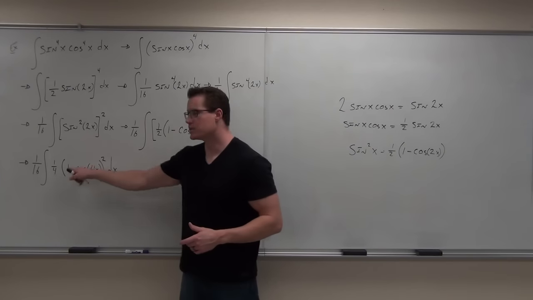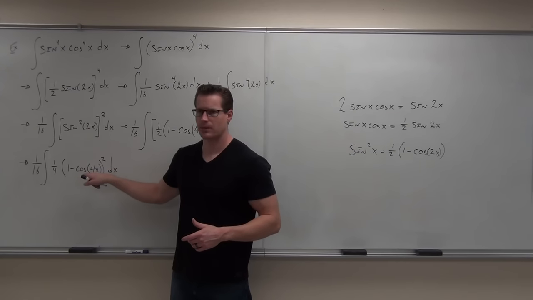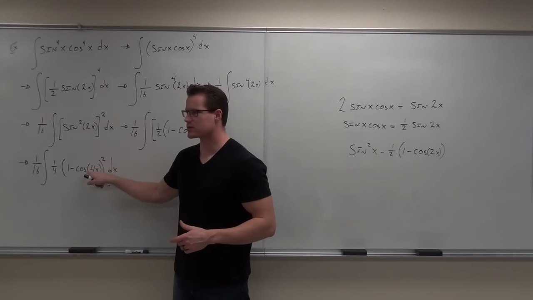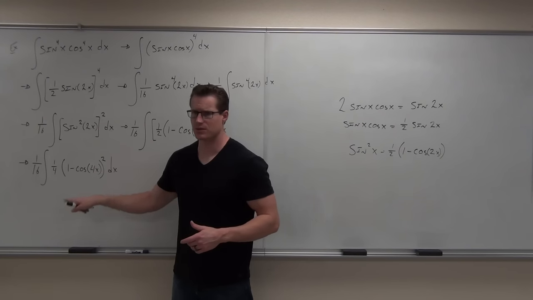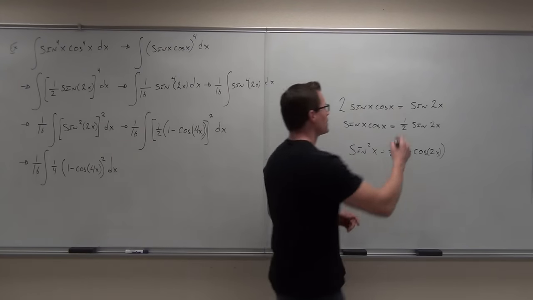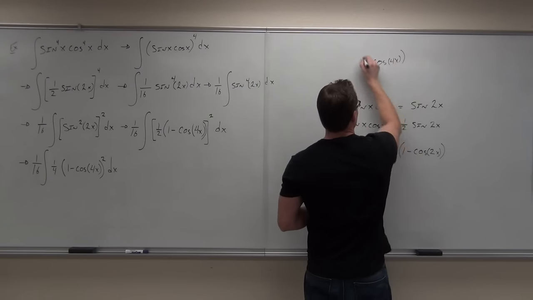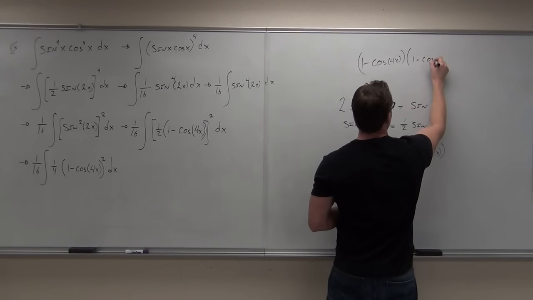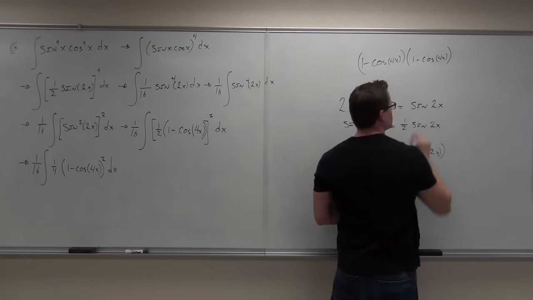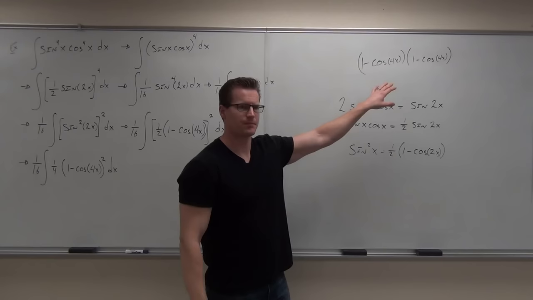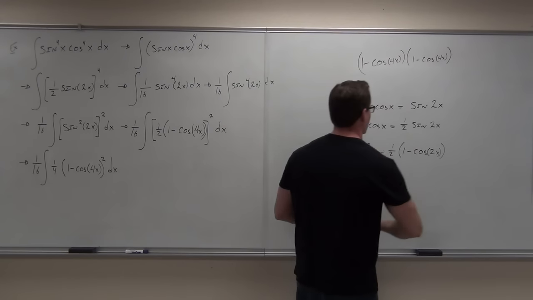Can you guys distribute this? Are you just going to square this and square this? No. Please, for heaven's sake, don't do that. Remember that what this means is 1 minus cosine 4x times 1 minus cosine 4x. Would you please spend some time and distribute that for me? Go ahead.